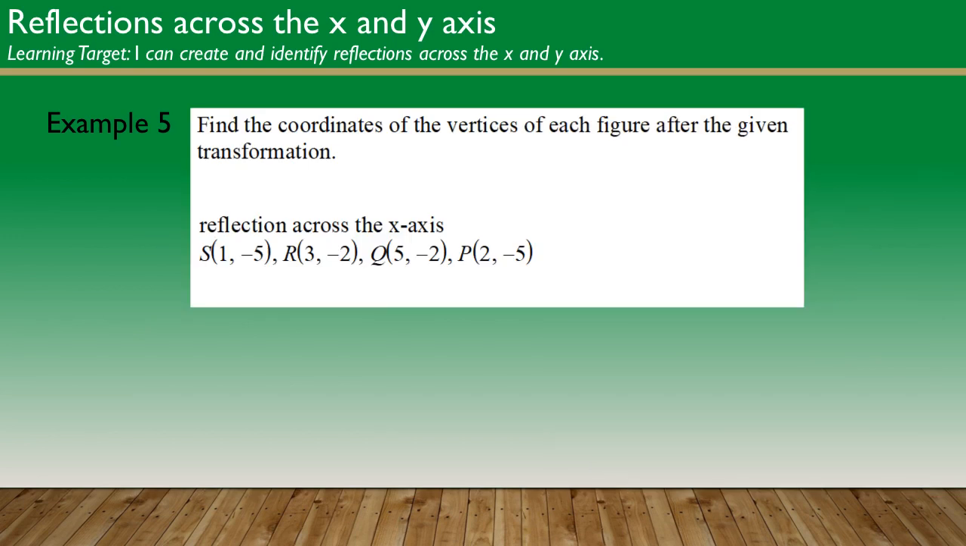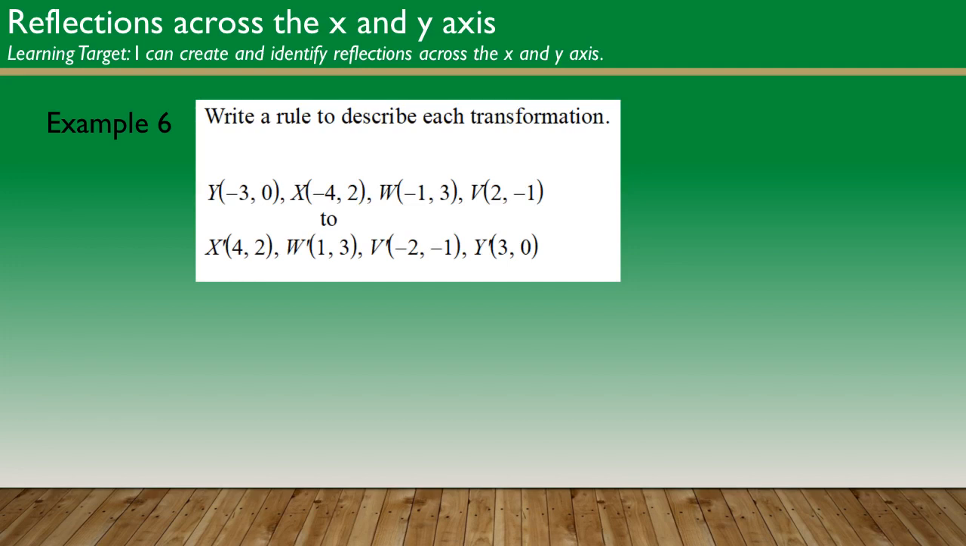We should also be able to take coordinates without the graph and just reflect them across the x-axis. If I wanted to reflect these across the x-axis, remember, you're just going to change the sign of y. So S prime is going to be 1, 5. R prime is going to be at 3, 2. Q prime will be at 5, 2, and P prime will be at 2, 5. That is our reflection across the x-axis. All we had to do is change the sign of the y values.